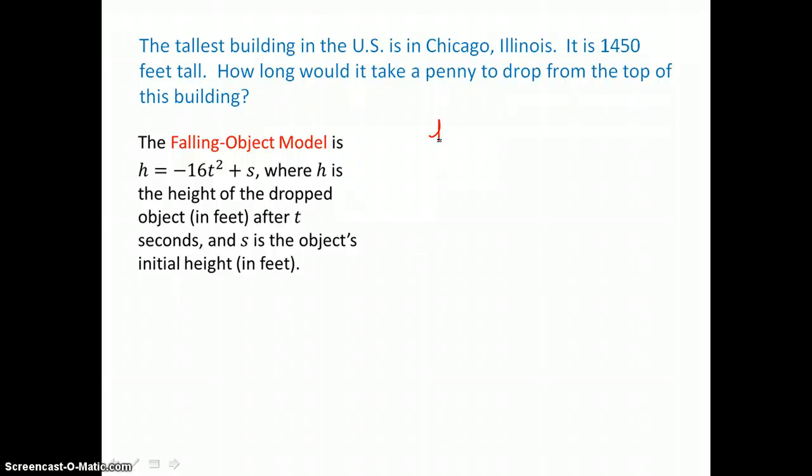So using h equals negative 16t squared plus s, I want to substitute in the 1,450 feet for s because that's the initial height that this penny is dropped from, and h is going to be the height when it hits the ground, so that height is going to be 0 when it hits the ground. So we'll substitute in those values and we'll solve for t.